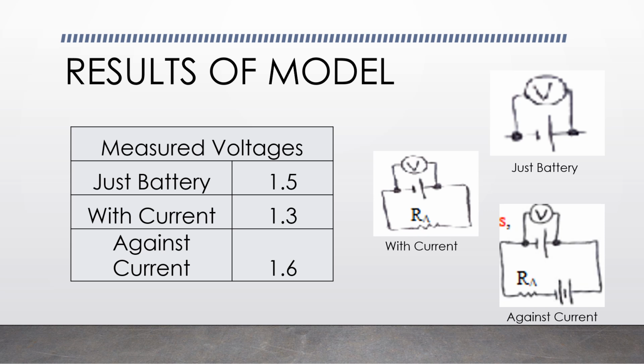On the left, you can see the table that has the measured voltages. So the one with just the battery, the voltage came out to be 1.5 volts. The second one, with the resistor, came up with 1.3 volts, and then the one on the bottom, the third circuit, had a voltage of 1.6.